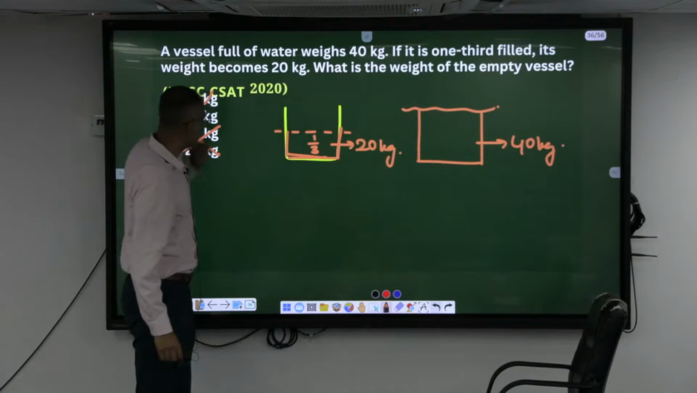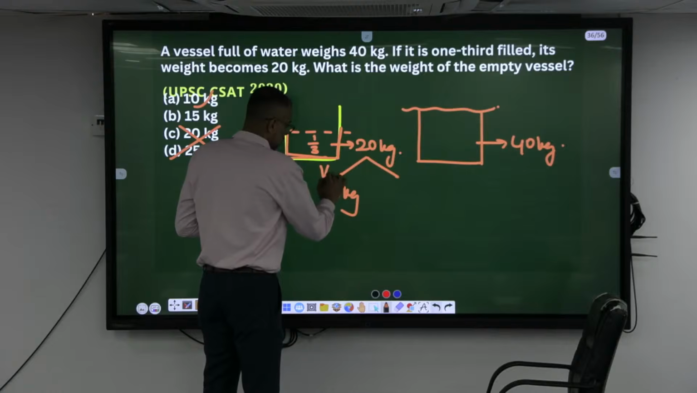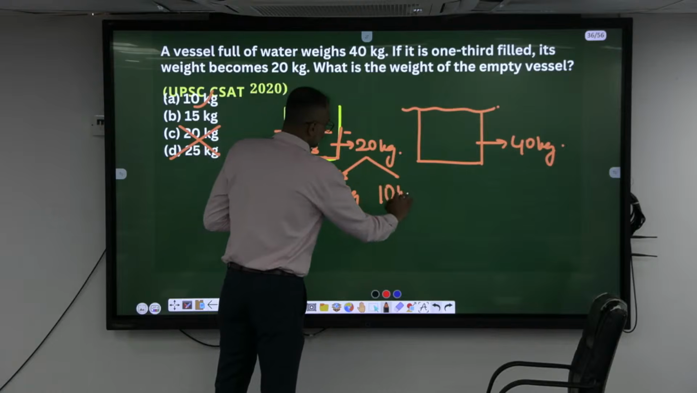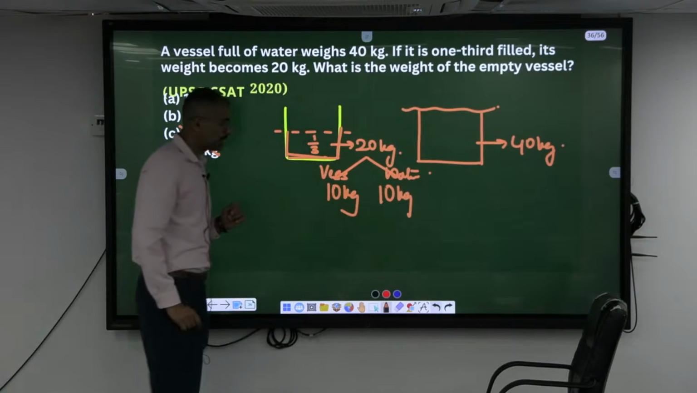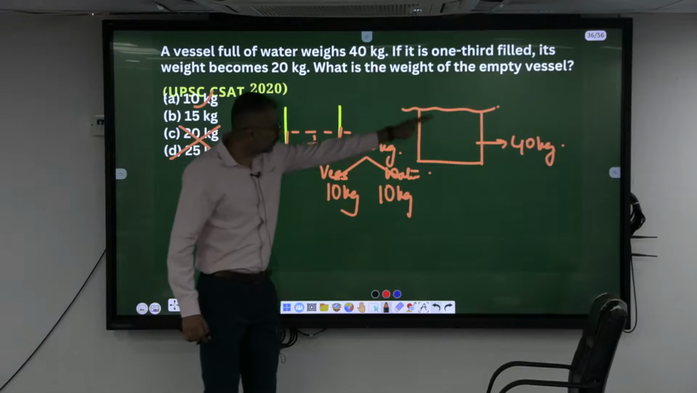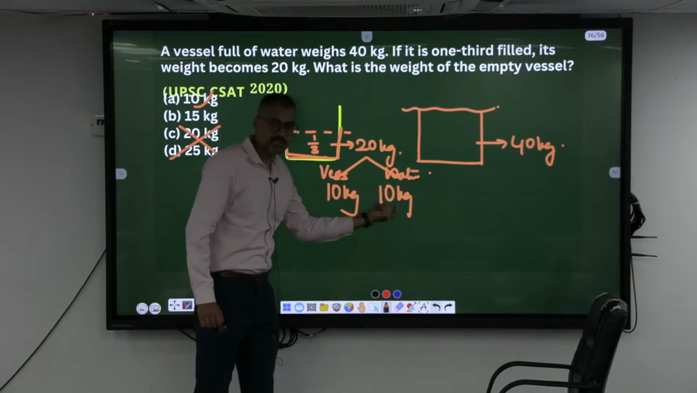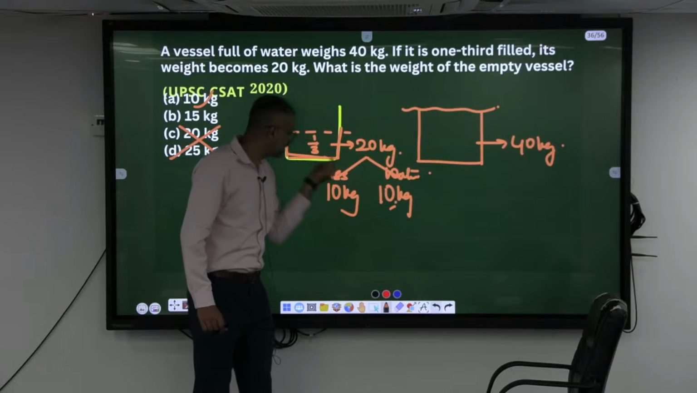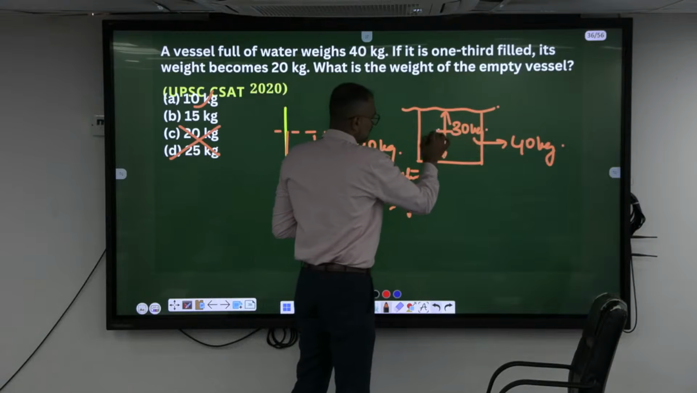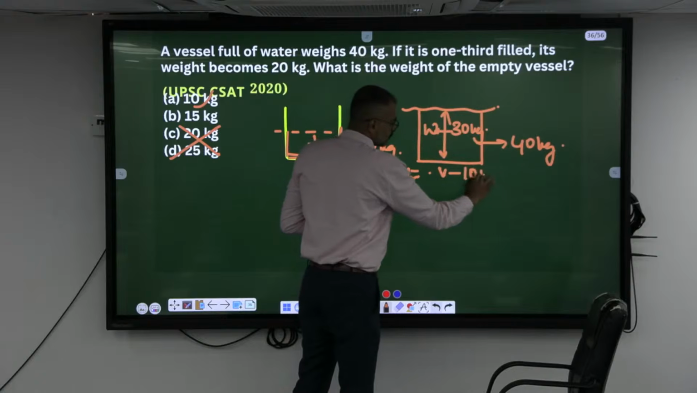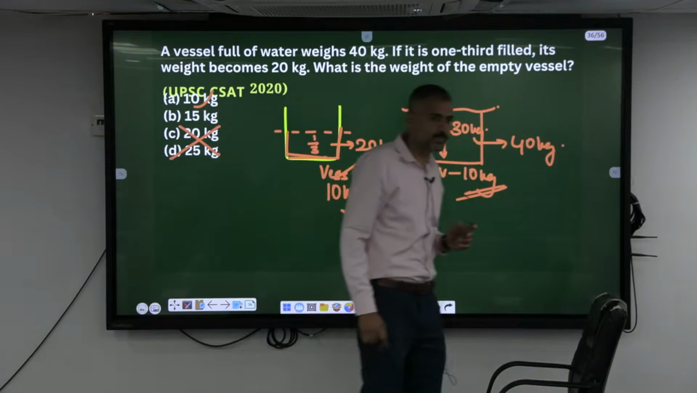Okay, I'll assume this as 10 kg. Let's take it that it could be. 10 kg vessel, 10 kg solution filled with water. Right, madam? If I fill water, the weight of the vessel remains same, right? If this 1/3 weight is 10 kg, if one part is 10 kg, 3 parts will be 30 kg. So how much is this one? 30 kg. If water is there, vessel will be 10 kg. Okay, does it fit?